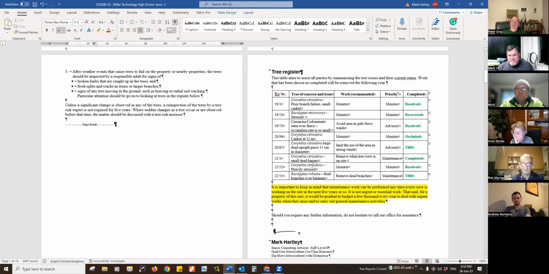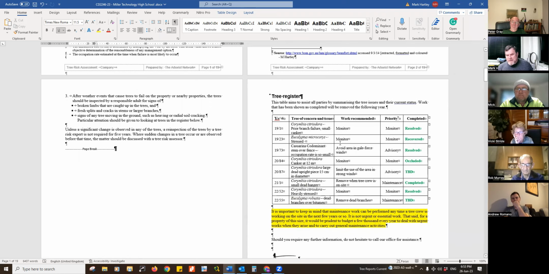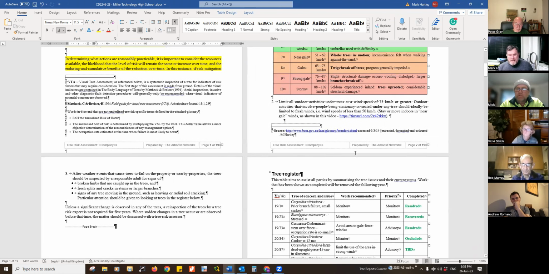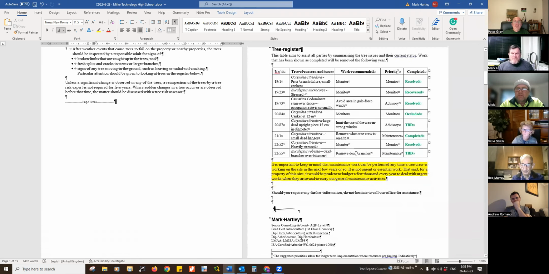Not too bad. And here's a simple one: avoid area in gale force winds. You know, not hard. Monitor. Remove when a tree crew is on site, and so on. Any questions on that, guys? Priority, monitor. Yeah, so priority, advisory.